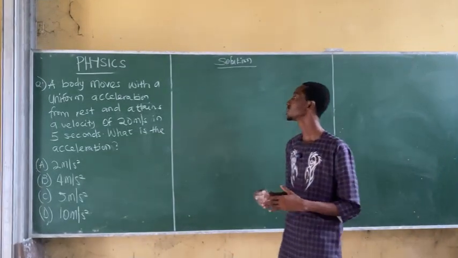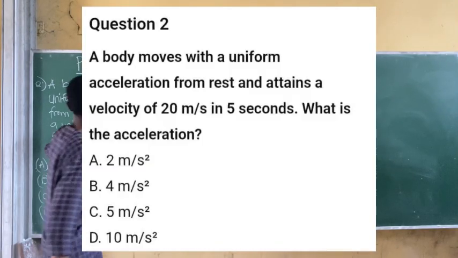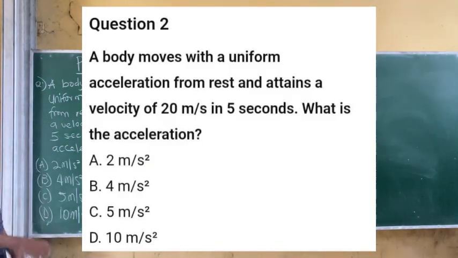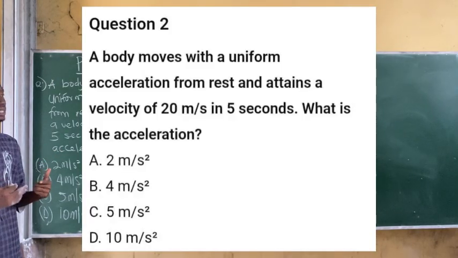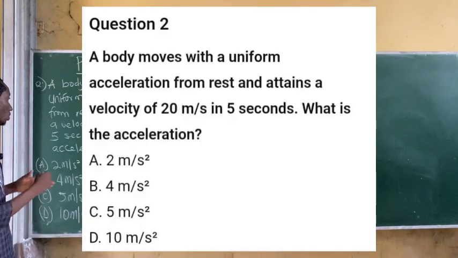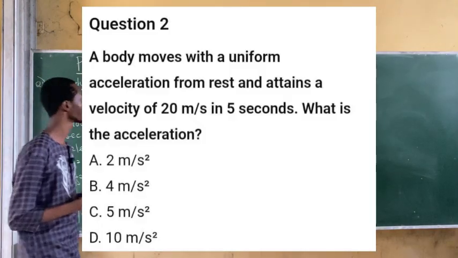Question 2 says, a boy moves with a uniform acceleration from rest and attains a velocity of 20 meters per second in 5 seconds. What is the acceleration? Option A, we have 2 meters per second squared. Option B, we have 4 meters per second squared. Option C, we have 5 meters per second squared. And option D, we have 10 meters per second squared.